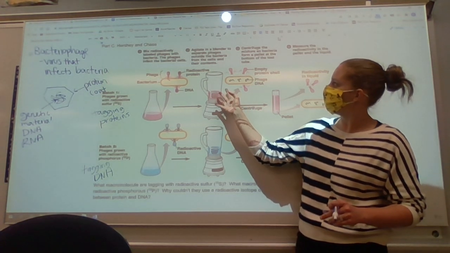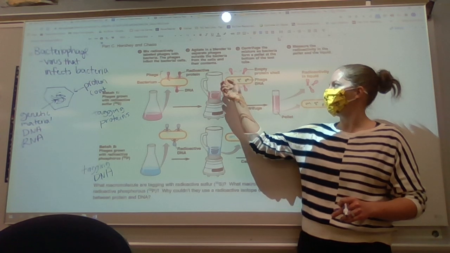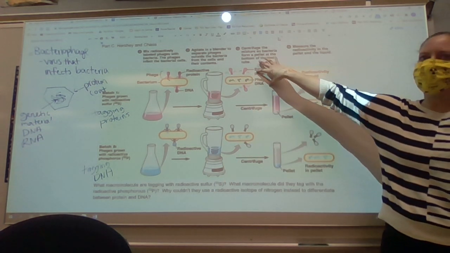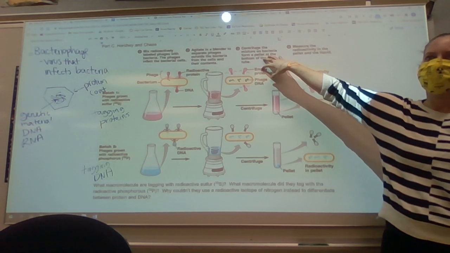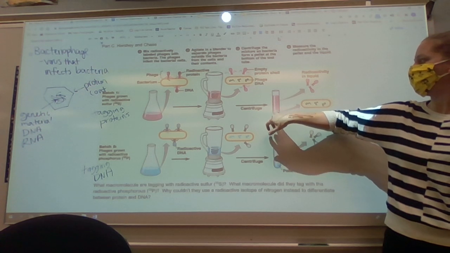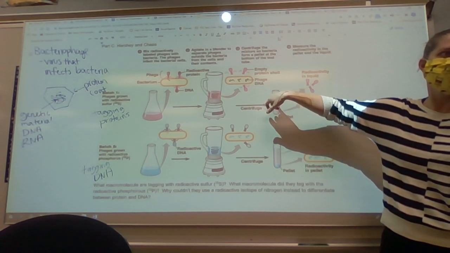And so what's the point of doing that? Separate. Yep, we separate the viruses from the bacteria. We centrifuge. Again, why do we centrifuge? To separate. Okay, so this is important. What ends up in the pellet is the bacteria. What ends up in the liquid is just the leftover virus remains.